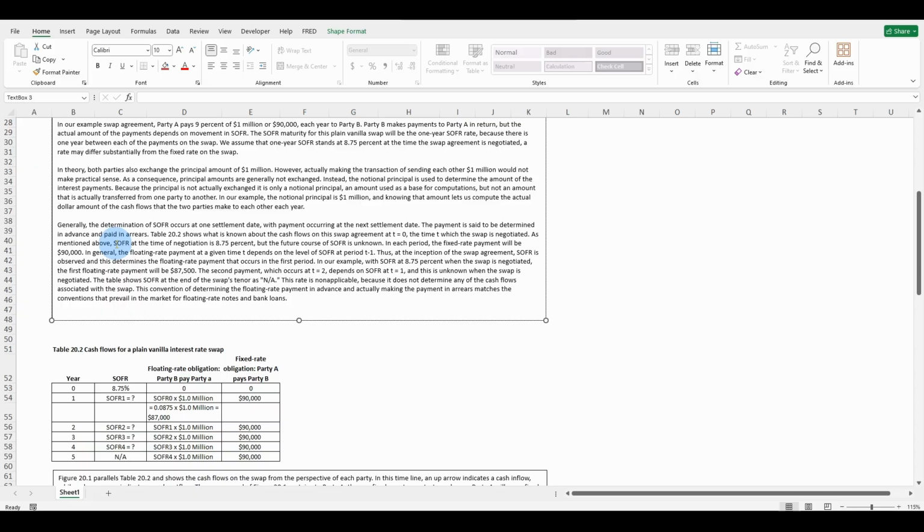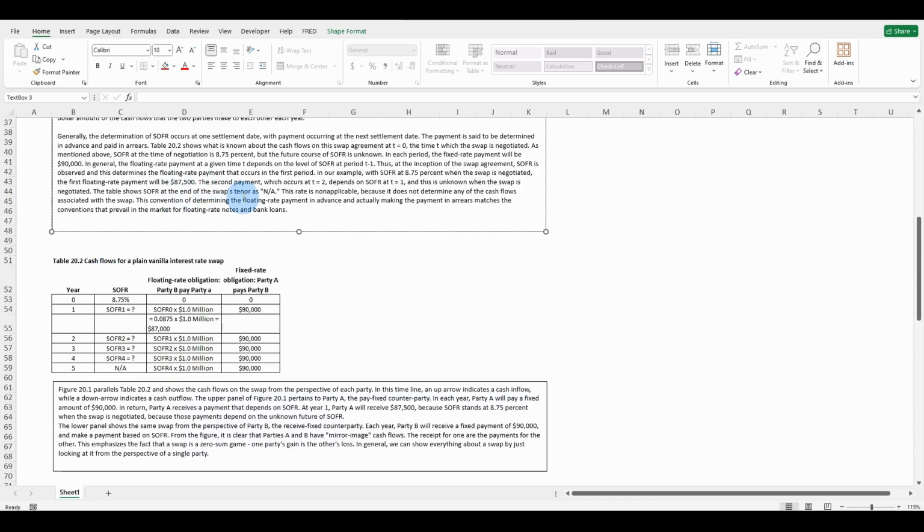In general, the floating rate payment at a given time t depends on the level of SOFR at period t minus 1. Thus, at the inception of the swap agreement, SOFR is observed, and this determines the floating rate payment that occurs in the first period. In our example, with SOFR at 8.75% when the swap is negotiated, the first floating rate payment will be $87,500. The second payment, which occurs at t equals 2, depends on SOFR at t equals 1, and this is unknown when the swap is negotiated. The table shows SOFR at the end of the swap tenor as NA.